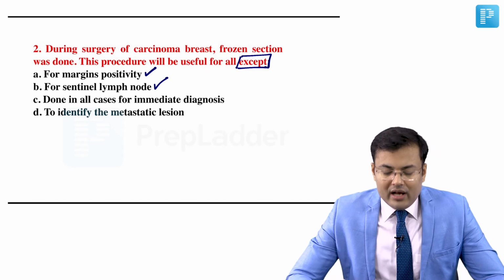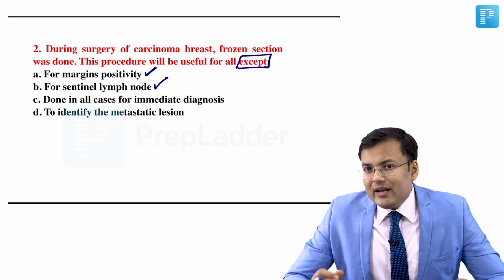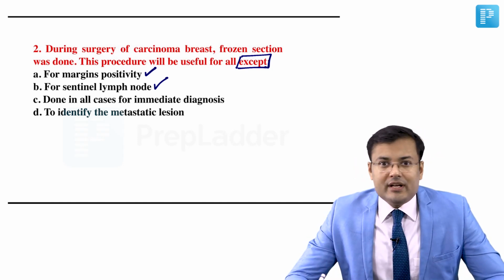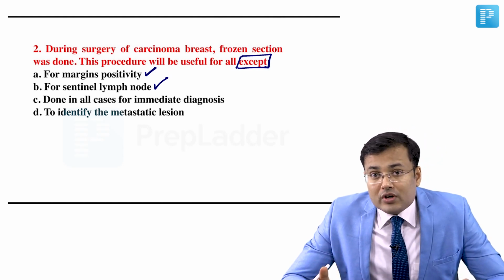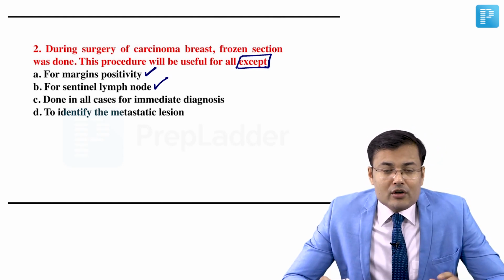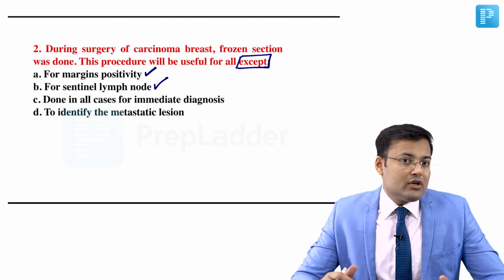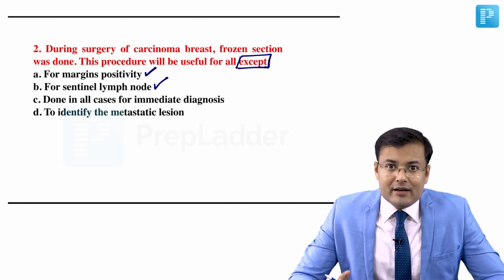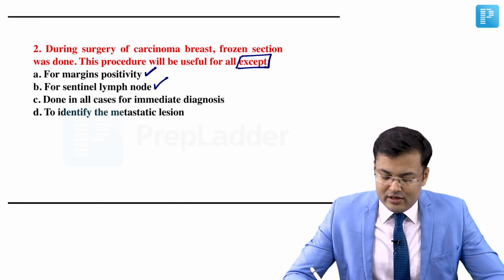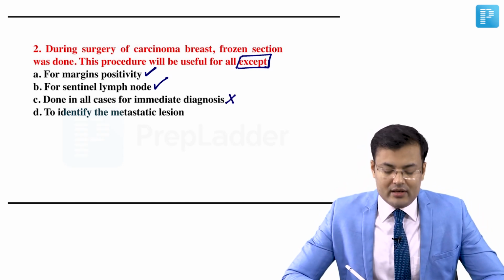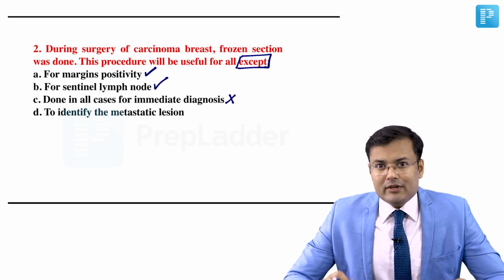Now, done in all cases for immediate diagnosis. See, whenever we are taking any patient of breast cancer for surgery, before surgery, the diagnosis should be confirmed on true cut biopsy or core cut biopsy. So always the histopathological diagnosis was already confirmed by true cut or core cut biopsy. That's why for immediate diagnosis of the tumor, it is not done in all the cases. So this is incorrect. D is to identify the metastatic lesion. Let's discuss it with one example.